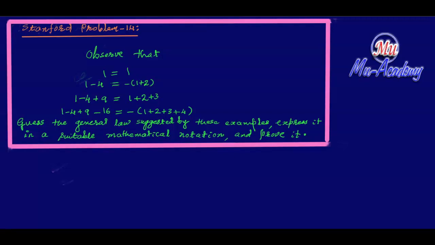Stanford problem 14. Observe that 1 is equal to 1, 1 minus 4 is equal to minus into bracket 1 plus 2, 1 minus 4 plus 9 is equal to 1 plus 2 plus 3, 1 minus 4 plus 9 minus 16 is equal to minus into bracket 1 plus 2 plus 3 plus 4. Guess the general law suggested by these examples, express it in a suitable mathematical notation and prove it.